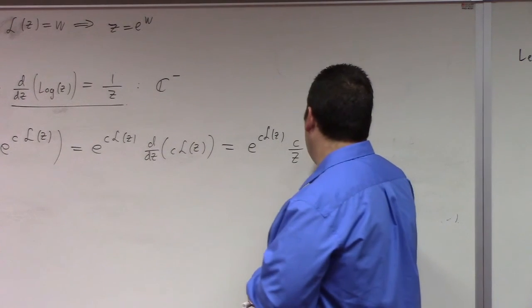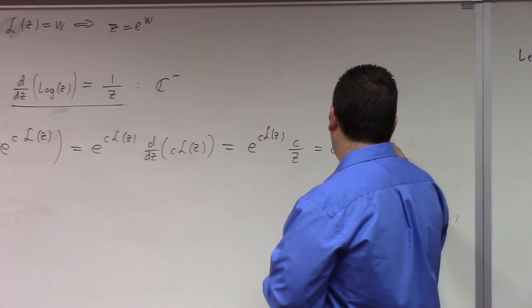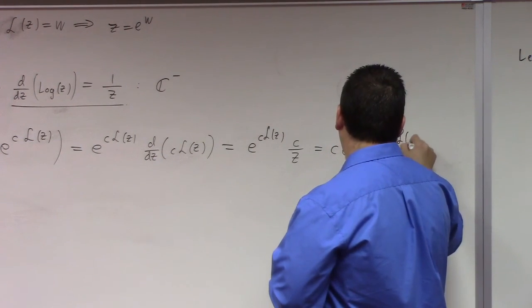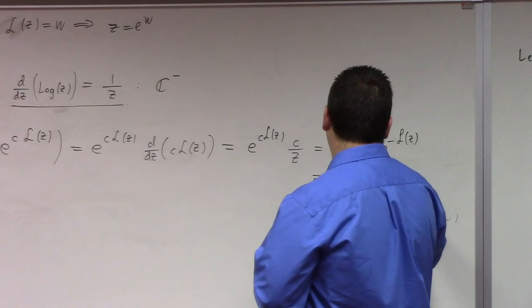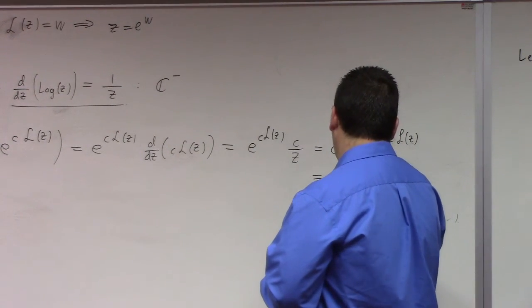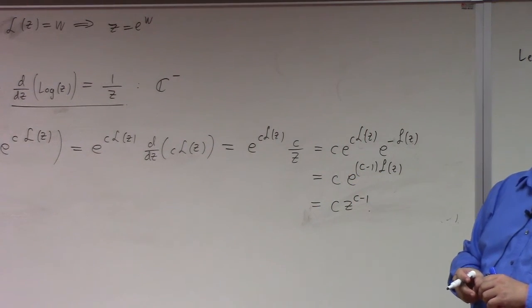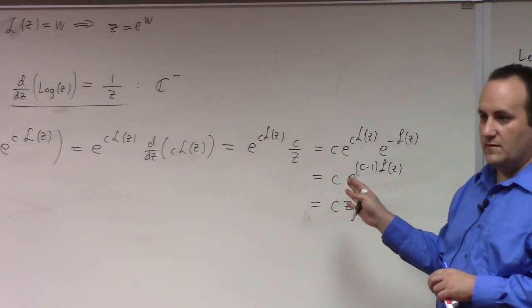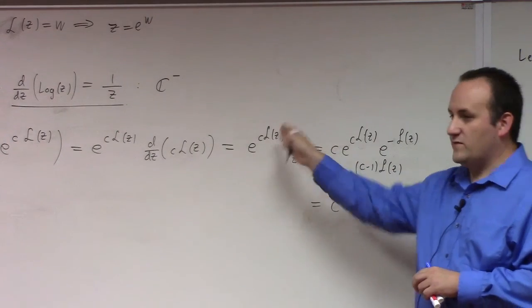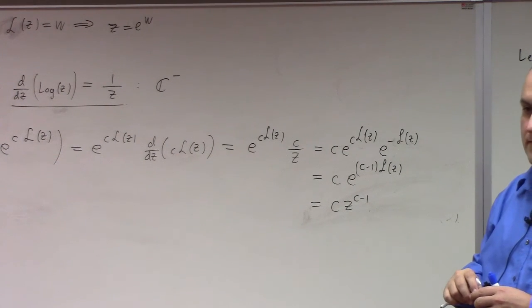But you can rewrite that as c e to the c L(z) times e to the minus L(z). And so you get c e to the (c minus 1) L(z), which, by the way, is c z to the c minus 1. I don't get this for the whole complex plane for arbitrary c, but I do get it on the domain on which this particular branch of the log is holomorphic. Any slit complex plane, we can achieve this.